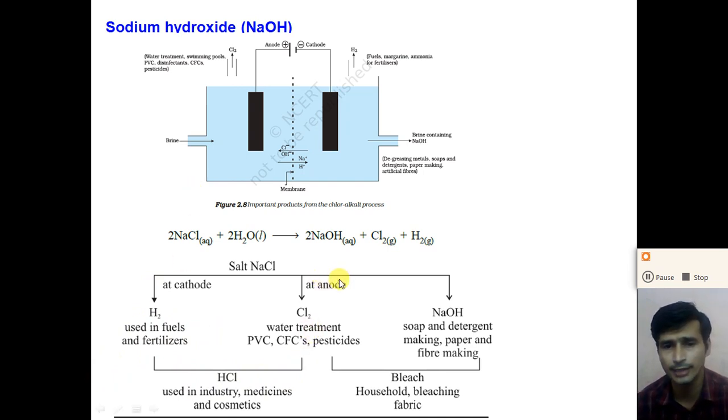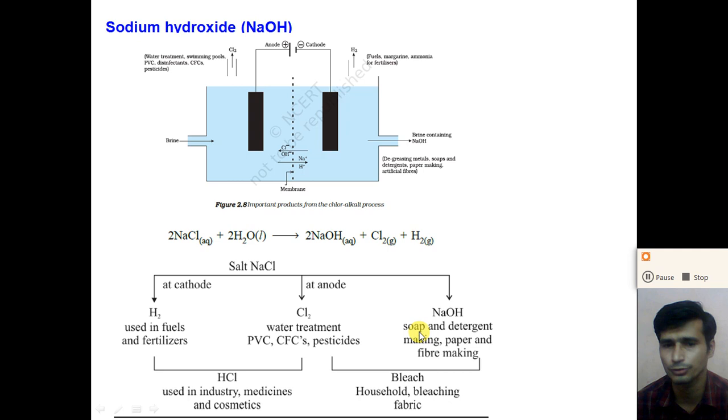So at the anode, Cl2 gas is produced. Cl2 gas is used for water treatment, PVC, CFC and pesticides, right? Cl2 combined with hydrogen gives HCl, which is used in industries, medicine and cosmetics, right?